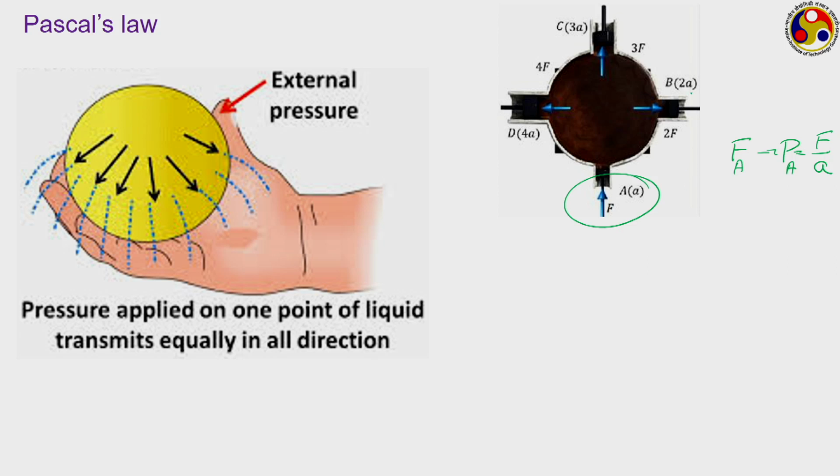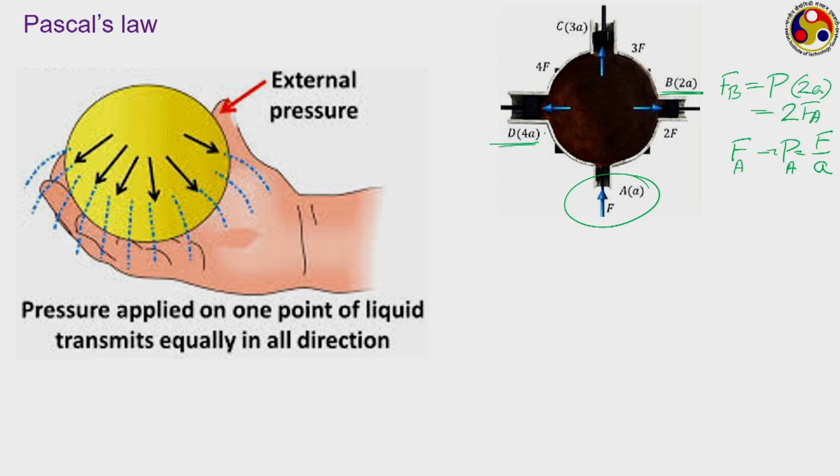Now at point B, that is this particular point, what will be the force? Then FB, pressure remaining the same, should be equal to P into the area, where the area is twice of A, and so if we put back the expression, it will be twice of Fa. So the area is double, accordingly the total force is also double because pressure remains the same.